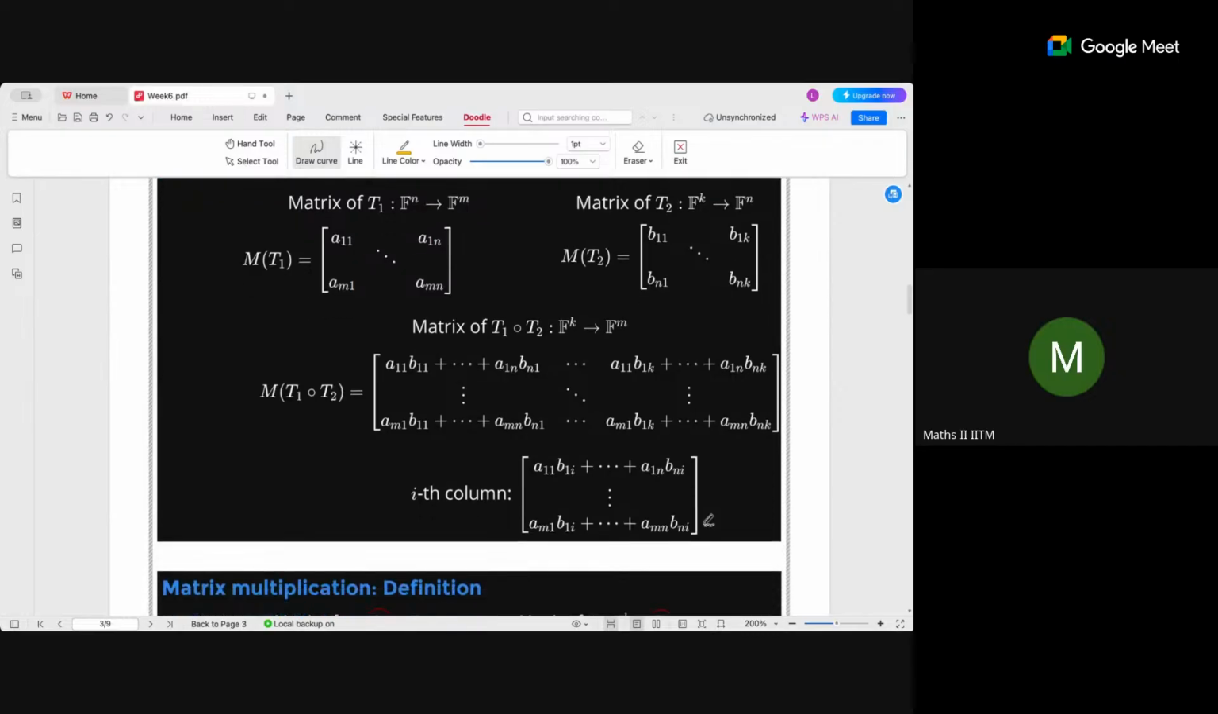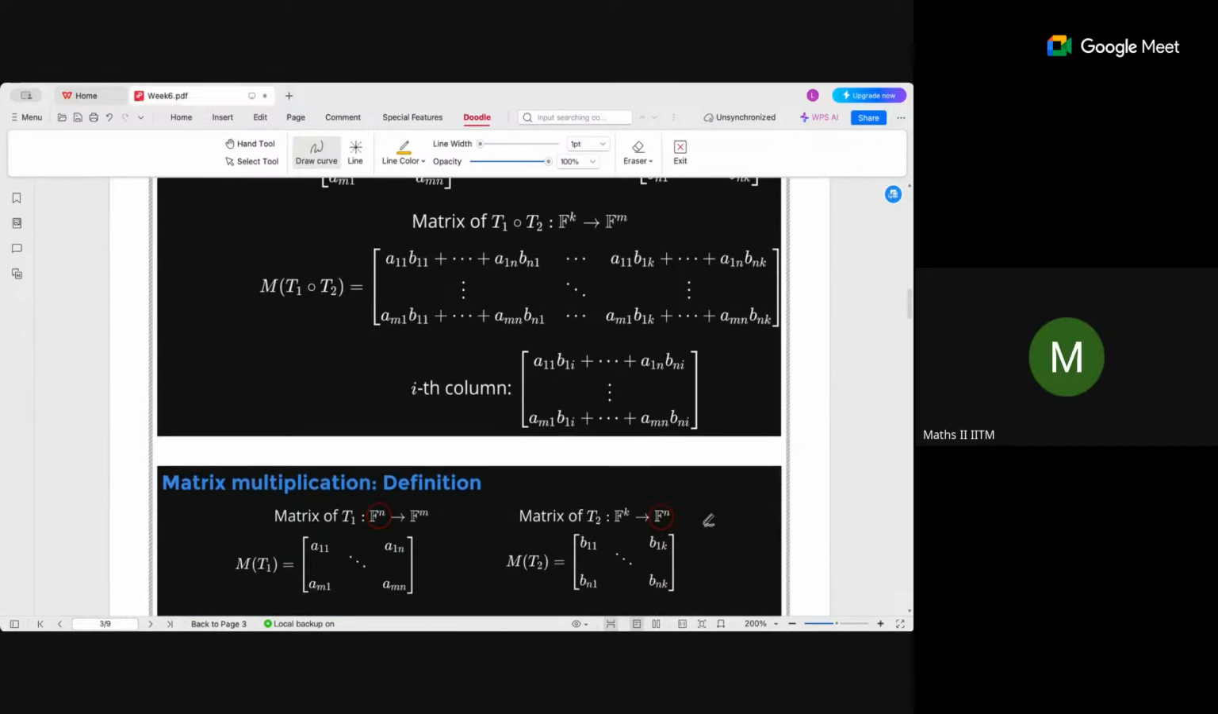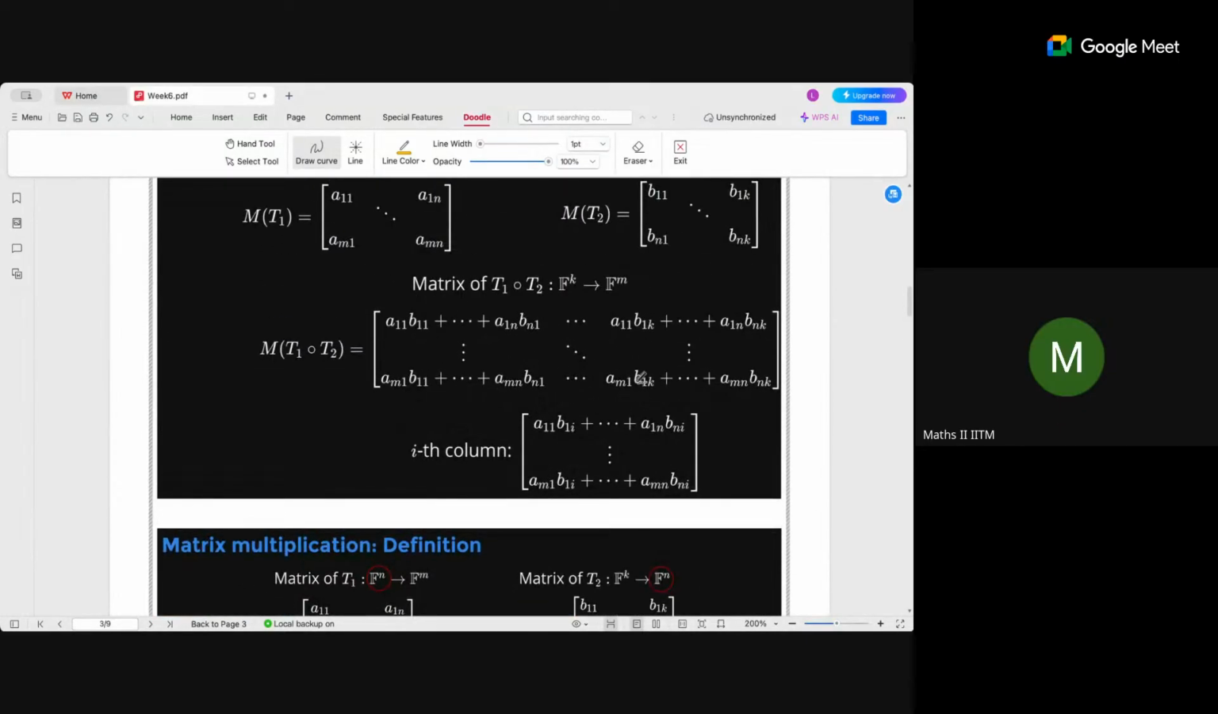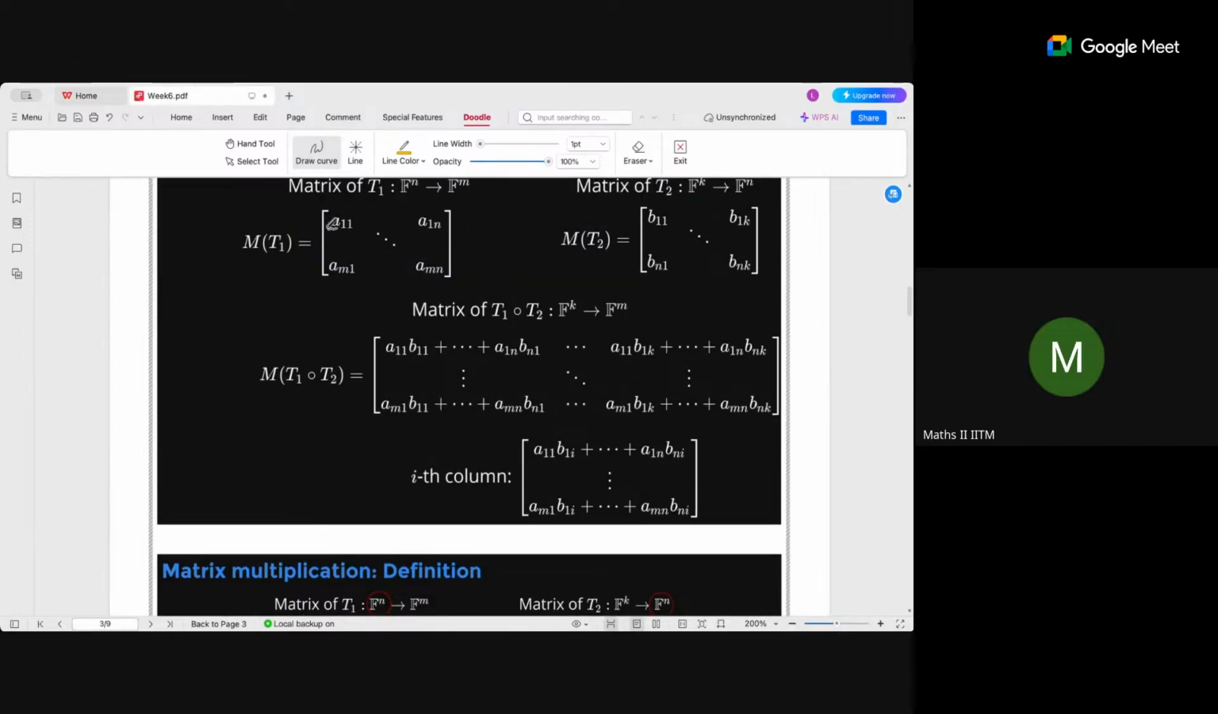Now, how is the usual matrix multiplication done? Do you see that they are the same? If this is a matrix and this is another matrix, we get A11 B11 plus A12 B21 and so on. So this is how we do matrix multiplication. Do you see it is in alignment with the matrix representation of T1 composition T2? Now do you have some feeling of how this matrix multiplication concept came? Good.